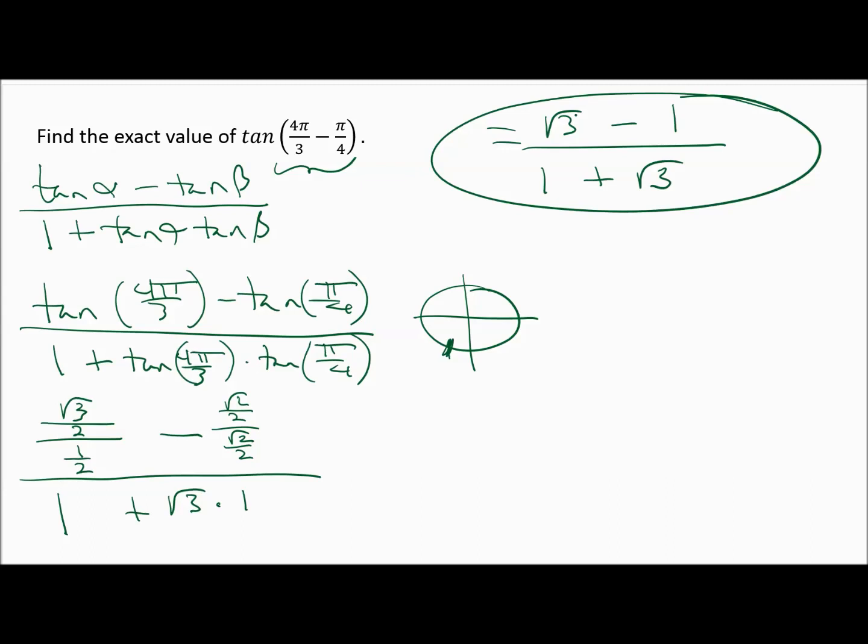That could probably be simplified. You could rationalize the denominator by multiplying by 1 minus the square root of 3 over 1 minus the square root of 3. And it might simplify a great deal.